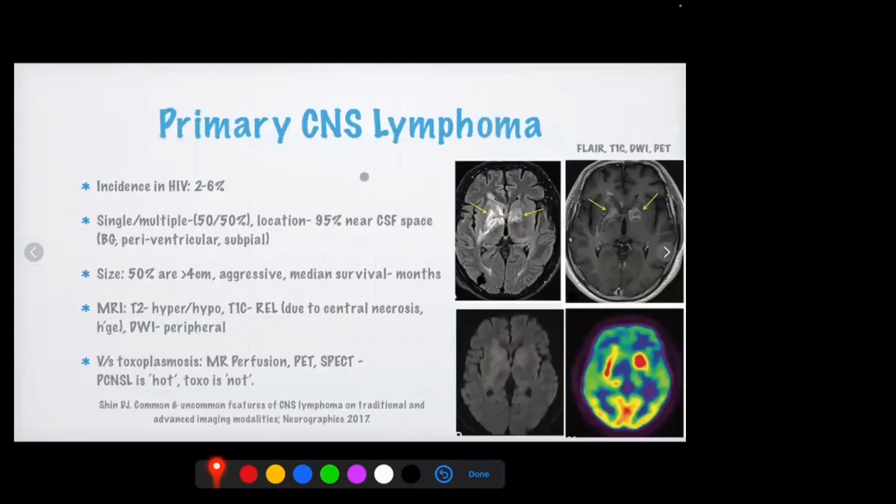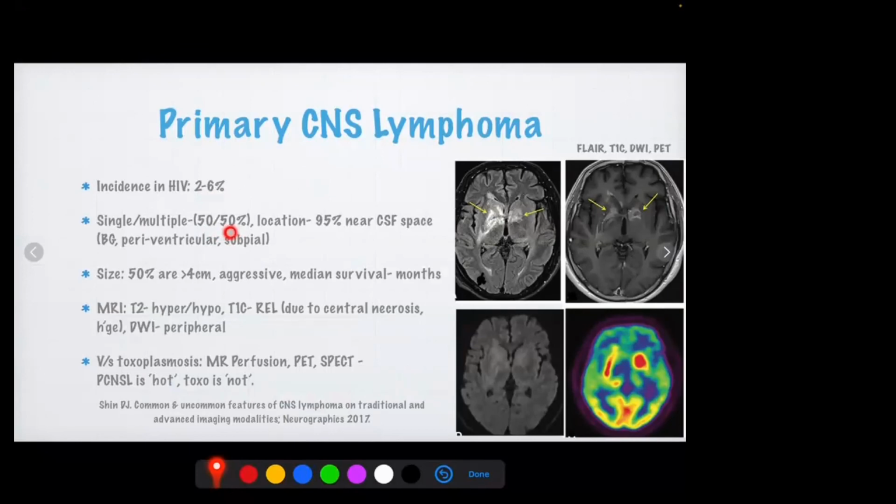So toxoplasma is confused either with TB or with primary CNS lymphoma in patients who are HIV positive and CD4 less than 100. Primary CNS lymphoma is again common in the lifetime of an HIV patient, especially if untreated. 2 to 6% is the incidence, which is a high incidence in HIV. It's decreasing year by year because of better treatments, but still it happens, and we have all seen it sometimes. The lesion can be half the times single, half the time multiple.